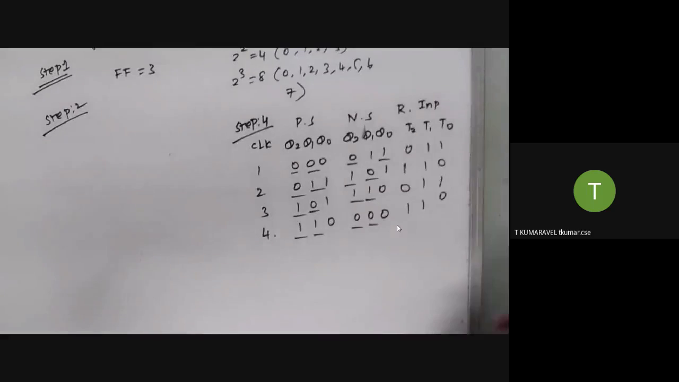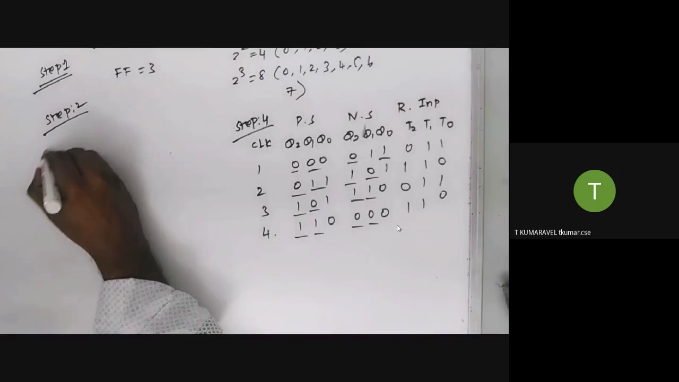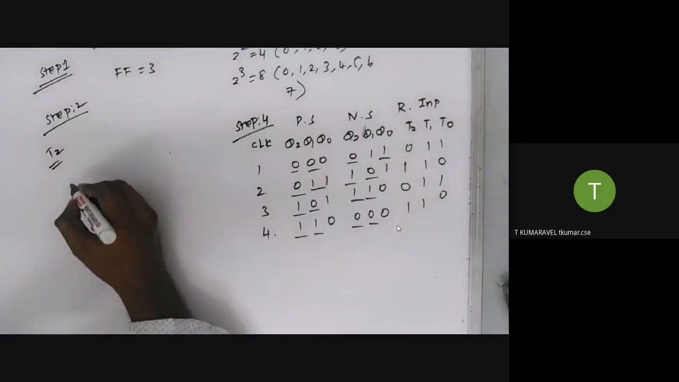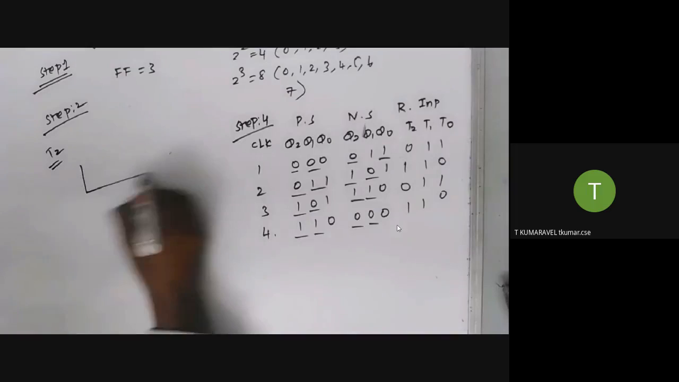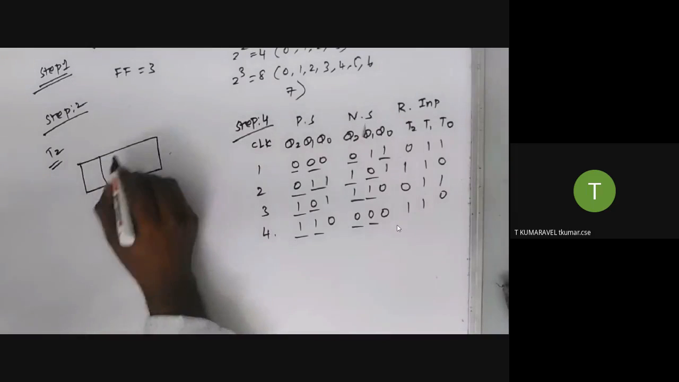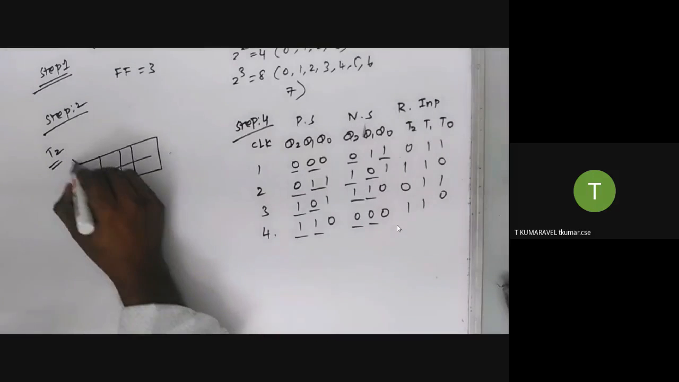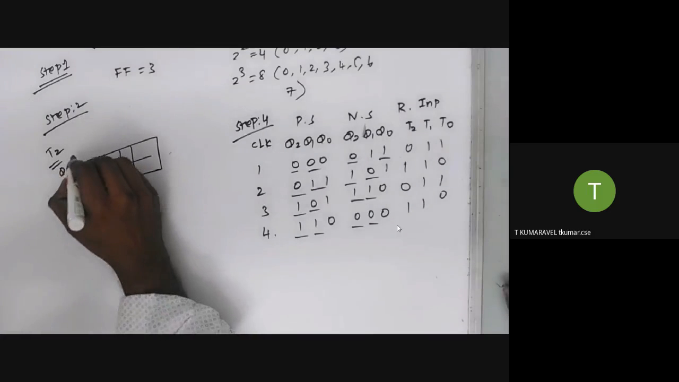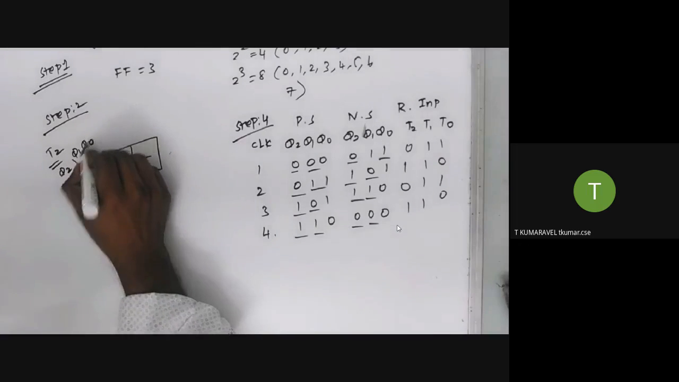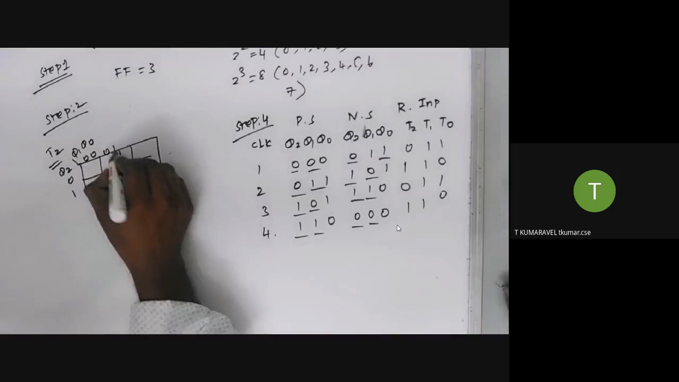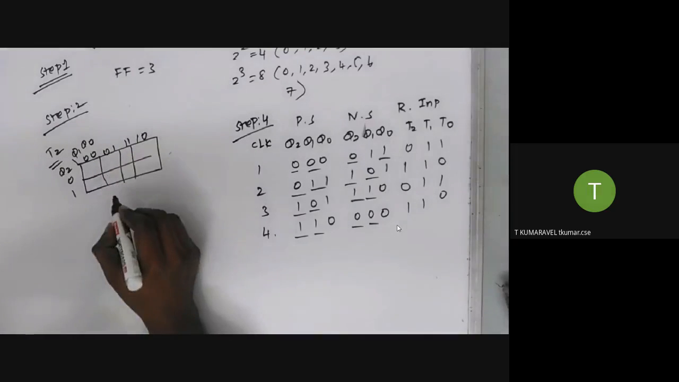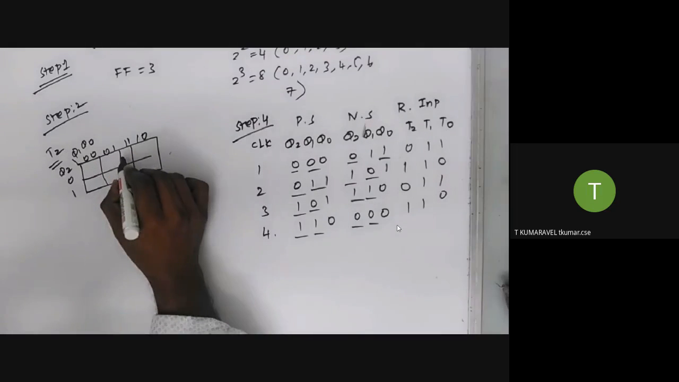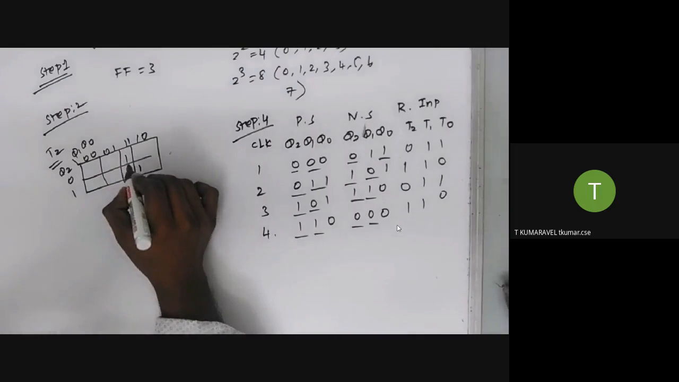How many outputs are available? 3 outputs are available: T2, T1 and T0. With 3 variables there are 8 input combinations, so I go for a 3-variable K-map with columns Q1, Q0 as 00, 01, 11, 10. If you fill up the table, here 1, here 1.